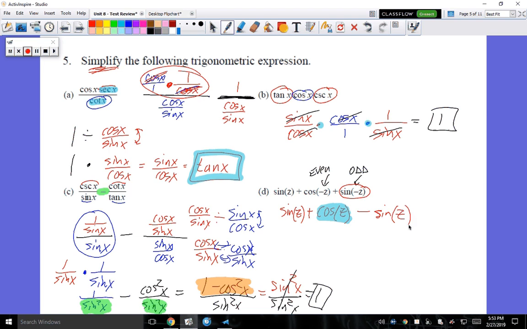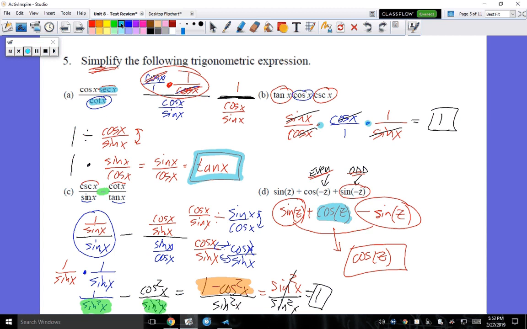Okay? So now it's just basic algebra as far as sine minus sine. That cancels to a form of 0. So all you're left with is the cosine of z. So knowing how to use your identity formula charts, especially with even and odd substitutions, and then canceling and reducing gives us our 4 answers of tangent, 1, 1, and cosine of z.